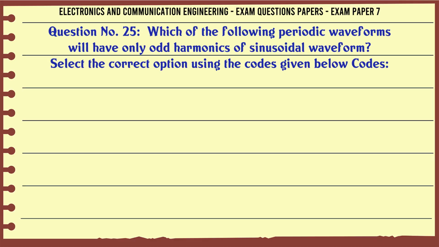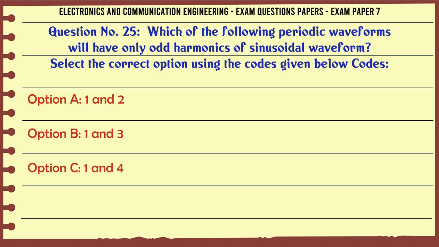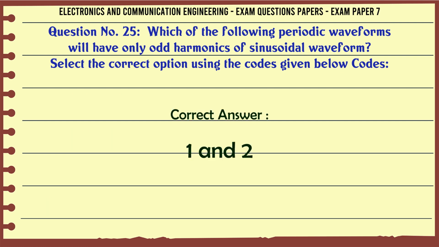Which of the following periodic waveforms will have only odd harmonics of sinusoidal waveforms? Select the correct option using the codes given below. Codes: A, 1 and 2; B, 1 and 3; C, 1 and 4; D, 2 and 4. The correct answer is 1 and 2.